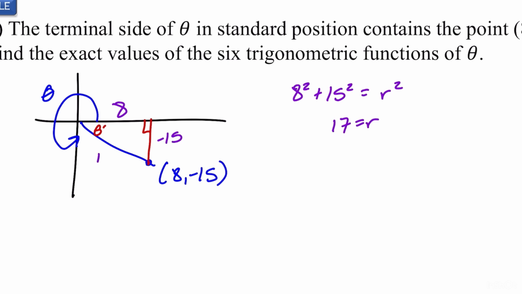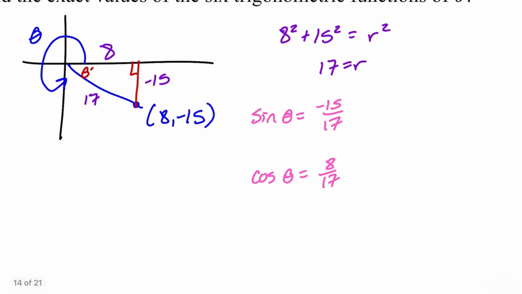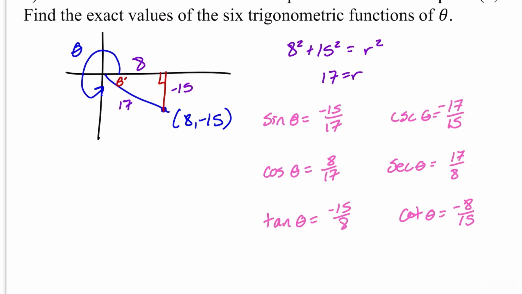Now that your hypotenuse is 17, we can say the sine of theta is opposite over hypotenuse, so negative 15 over 17. Cosine of theta is adjacent over hypotenuse, so it's 8 over 17. Pause the video and do the others. All right, so you should have gotten these as your answers.